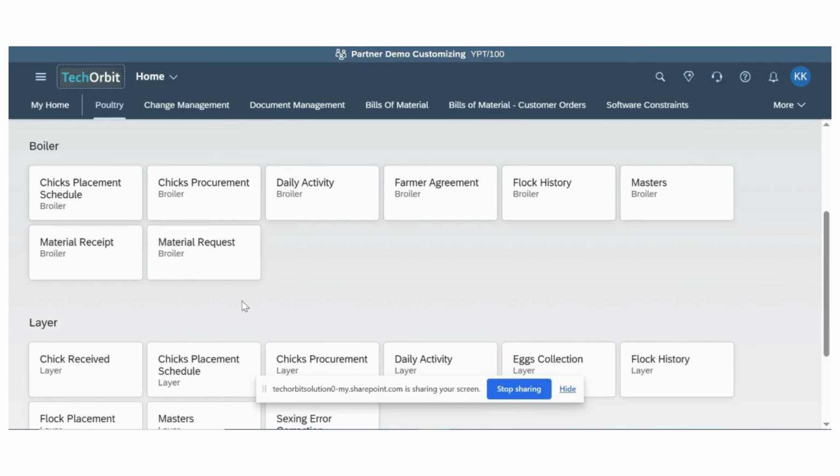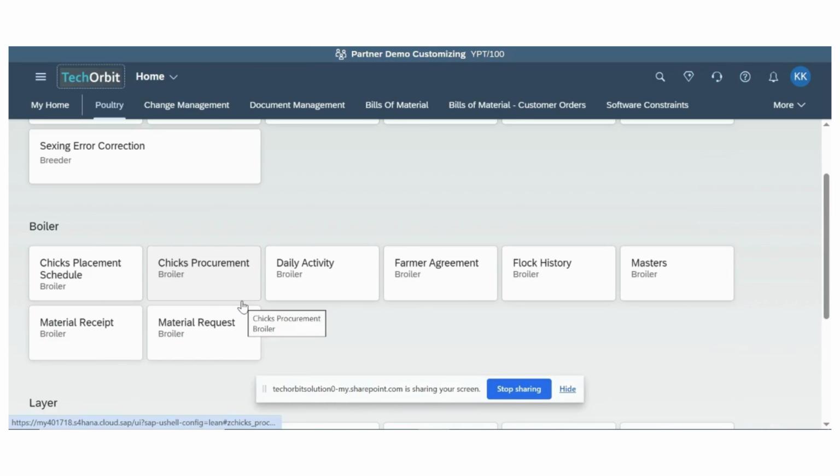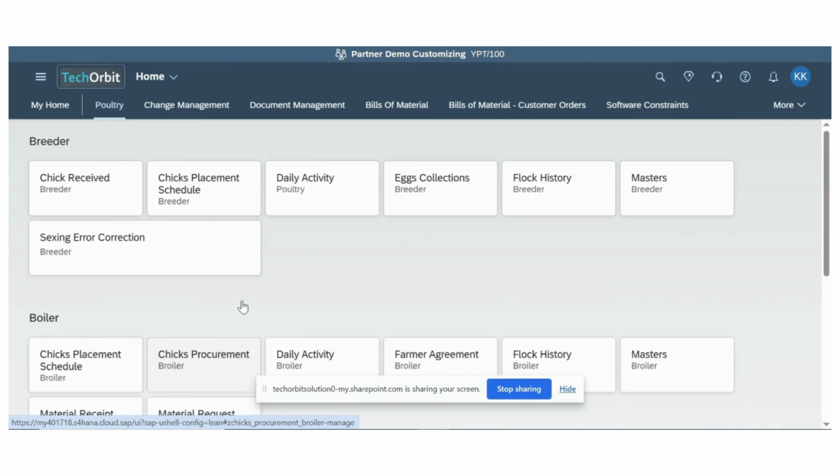Let's look at it. Breeder farming covers processes like chick placement schedule first. Then we have chick procurement, then chick receipt, flock placement, daily activity, egg collection, and sexing year. Let's see one by one.